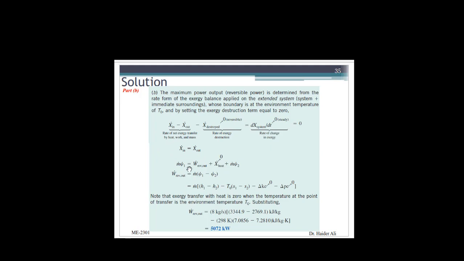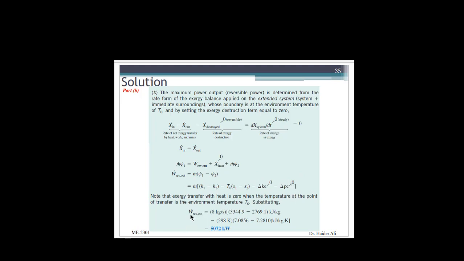And since it's an open system, meaning mass is entering and leaving, we will use this exergy relation: m dot xi1 equals W dot reversible output plus exergy destruction, which is zero because it's a reversible process, plus m dot xi2. So we can simply use the relation we derived in the previous videos: m dot [(h1 minus h2) minus T naught (s1 minus s2)]. Kinetic energy and potential energy changes are zero.